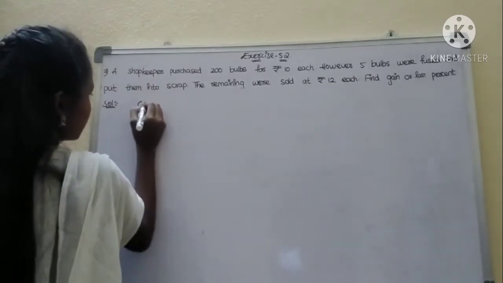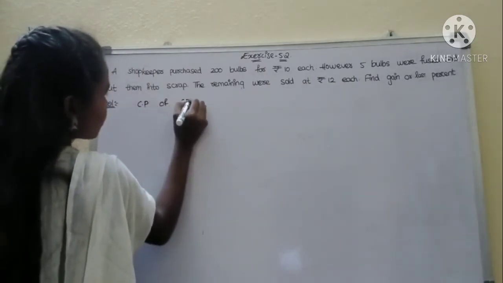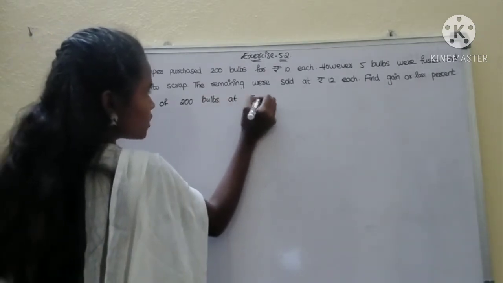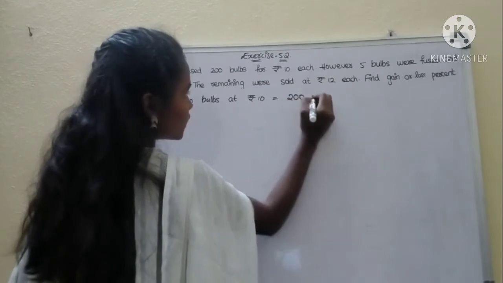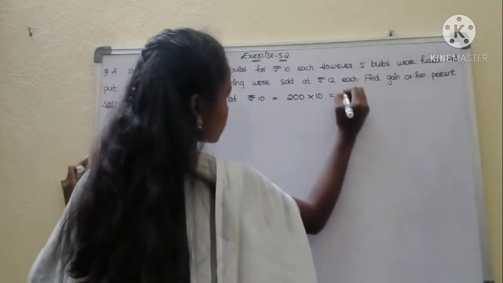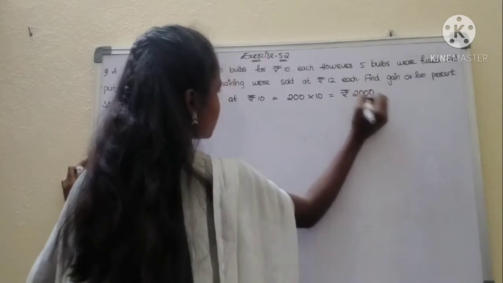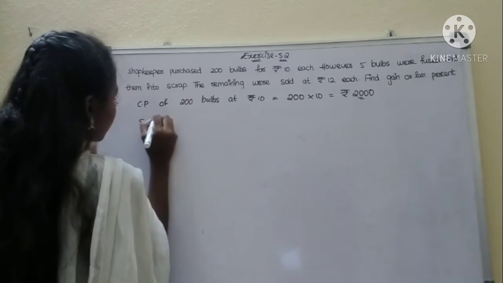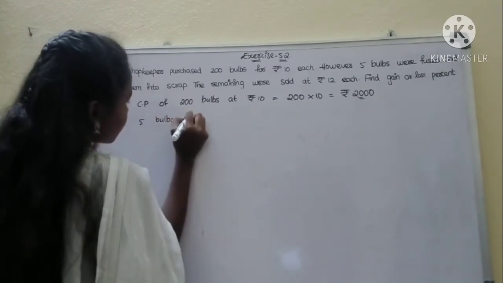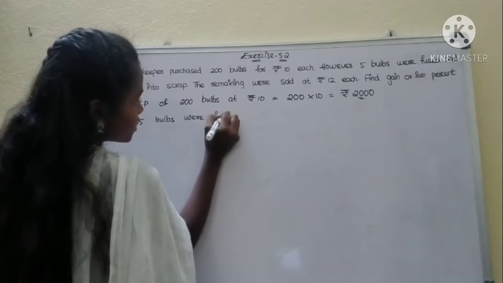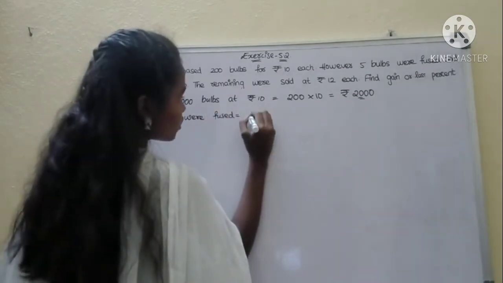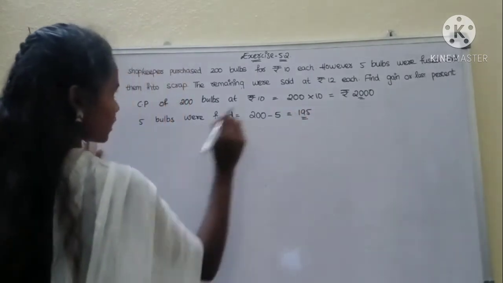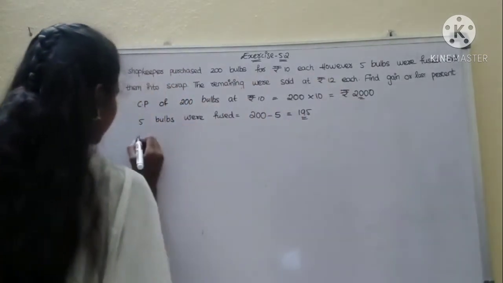So first, the cost price of 200 bulbs at rupees 10. How much? 200 into 10, that is equal to rupees 2000. And then next, 5 bulbs were fused from 200, so 200 minus 5, that is equal to 195. These remaining bulbs are sold at rupees 12.